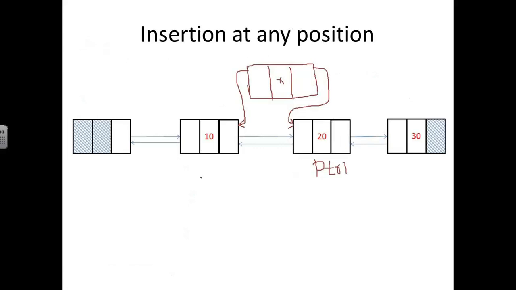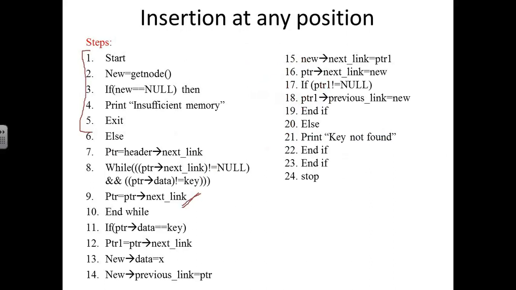So this is our pointer, right? This is our new node. So pointer's next link will be pointing to the new node. So this connection will be disconnected. Then PTR1's previous link will be pointing to the new node. Hence this connection will also be discarded. So that is what I have given here. New's next link will become PTR1 and PTR's next link is equal to new.